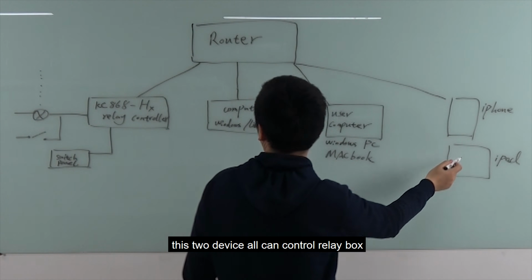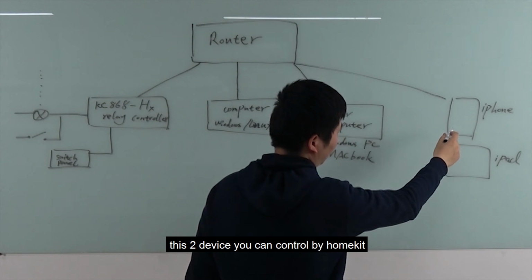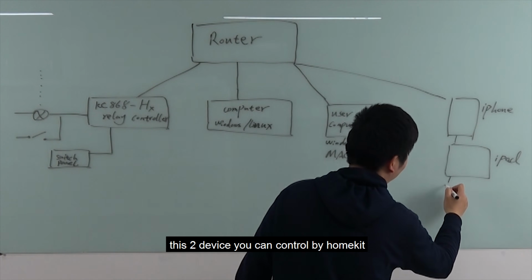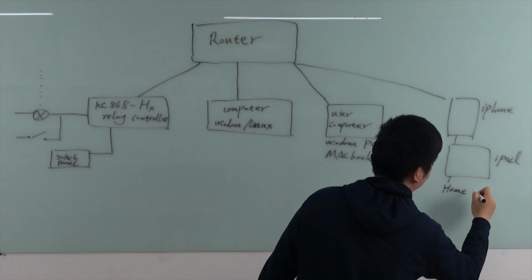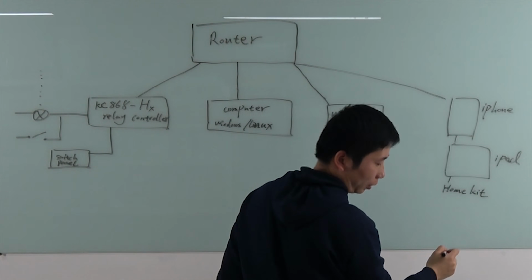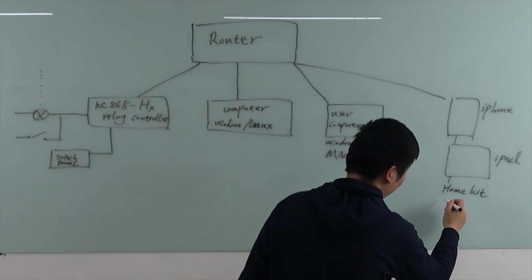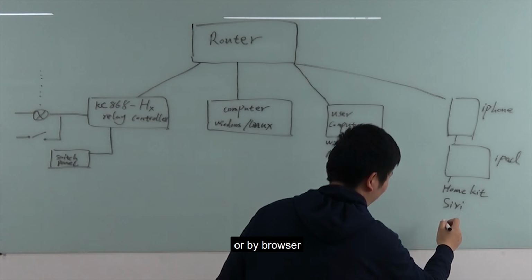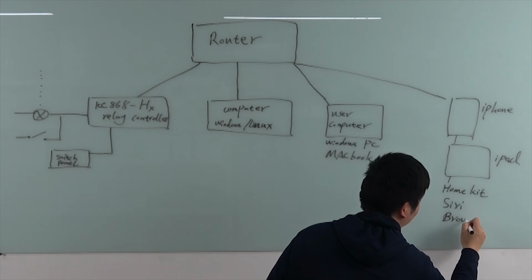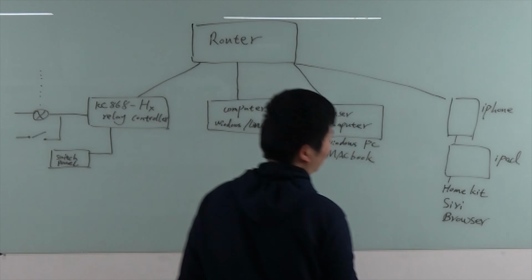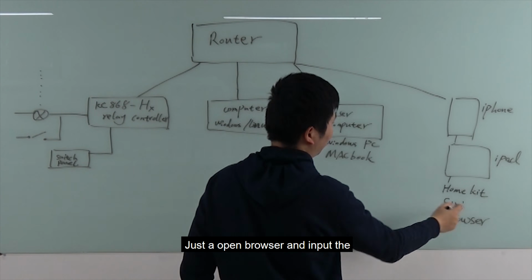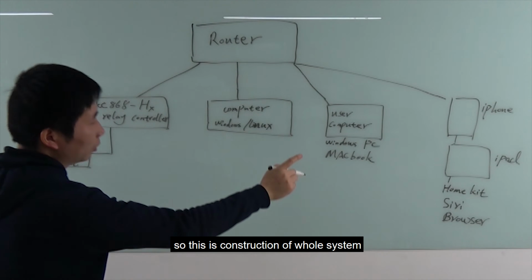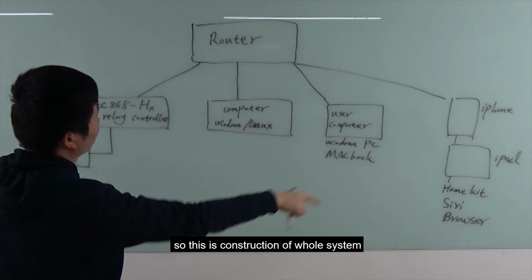These two devices can both control the relay box, and you can control them by HomeKit or by Siri or by browser. Just open the browser and input the web address, and you can control relays. So this is the construction of the whole system.